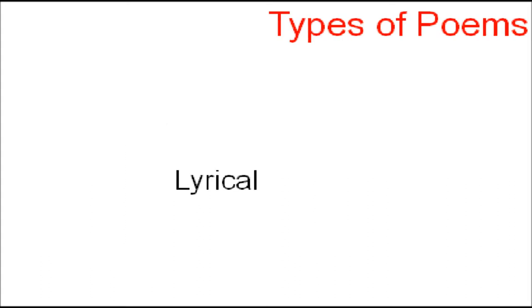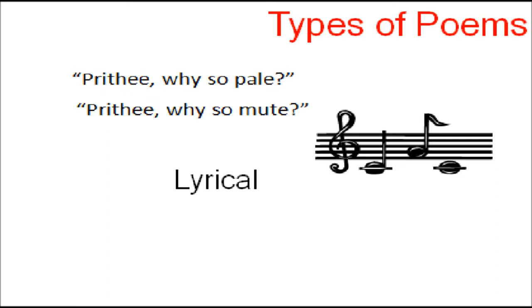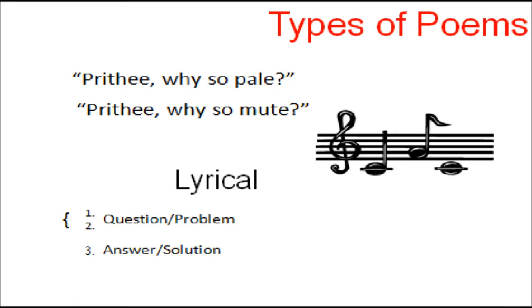Anyways, what type of poem is this? This is a lyrical poem. As the title song might suggest, this was probably intended to be performed as a song. Lyrical poetry often has repetitive lines or parts, like "Prithee, why so pale?" and "Prithee, why so mute?" You can see the repetition. And like many songs, the first two stanzas of this song reveal a question or problem, and the final stanza gives an answer or solution.